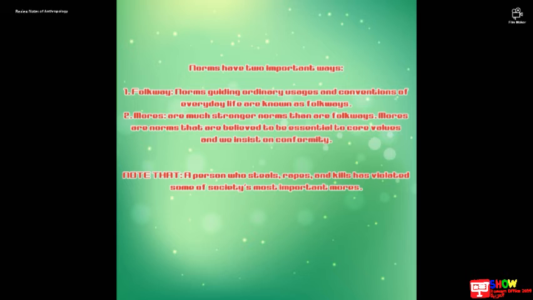And norms have two important types: folkways and mores. Folkways are norms guiding ordinary usage and conventions of everyday life. And mores are much stronger norms than folkways. Mores are norms that are believed to be essential to core values, which insist on conformity. A person who steals, rapes, or kills has violated some of society's most important mores.